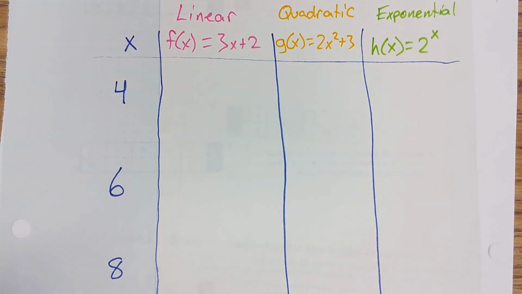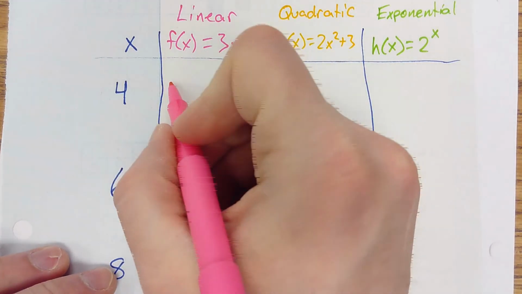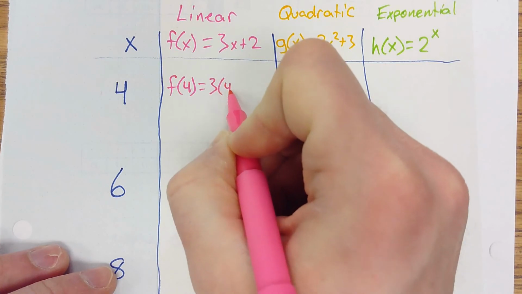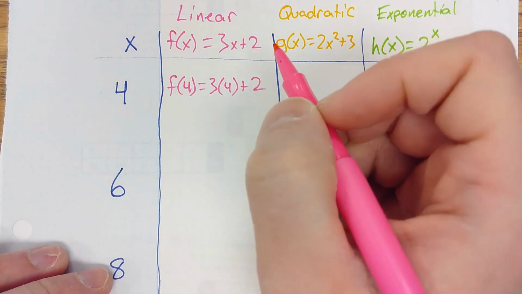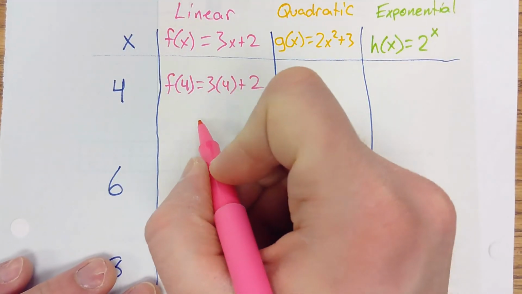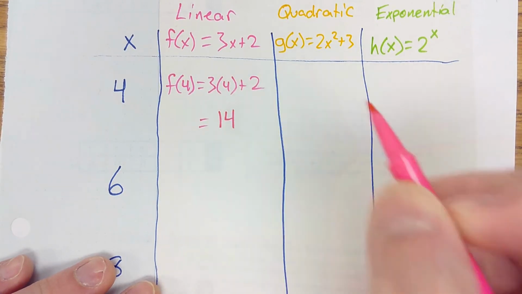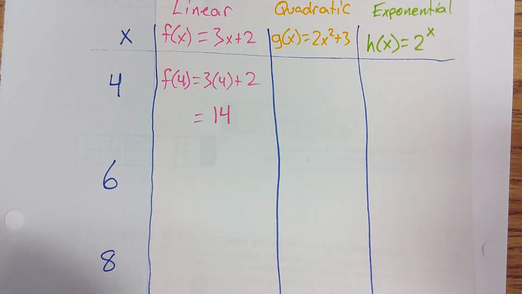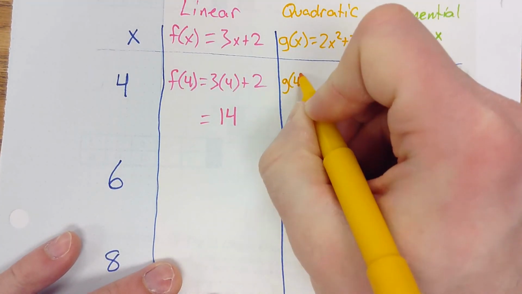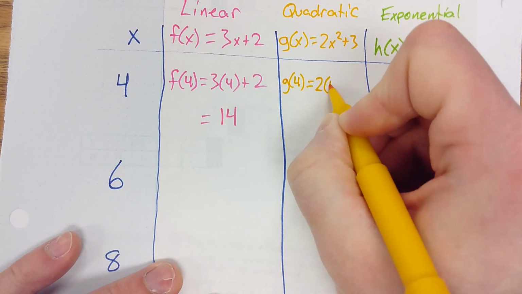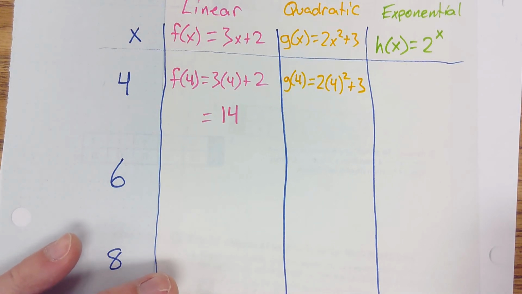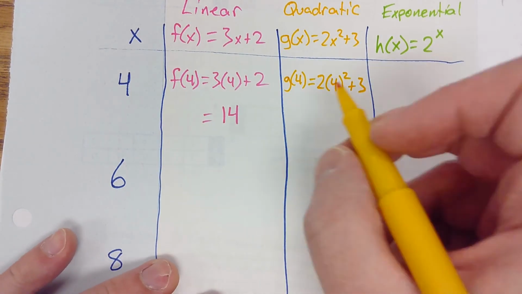So to find this, I've got to plug in the values into the function. So this first one will say f of 4 equals 3 times 4 plus 2. And we do that, put it in the calculator, whatever you need to do. That's going to give us a value of 14. We'll look at our quadratic and that same x value. We're going to get g of 4 equals 2 times 4 squared plus 3. And you should get a value of 35.